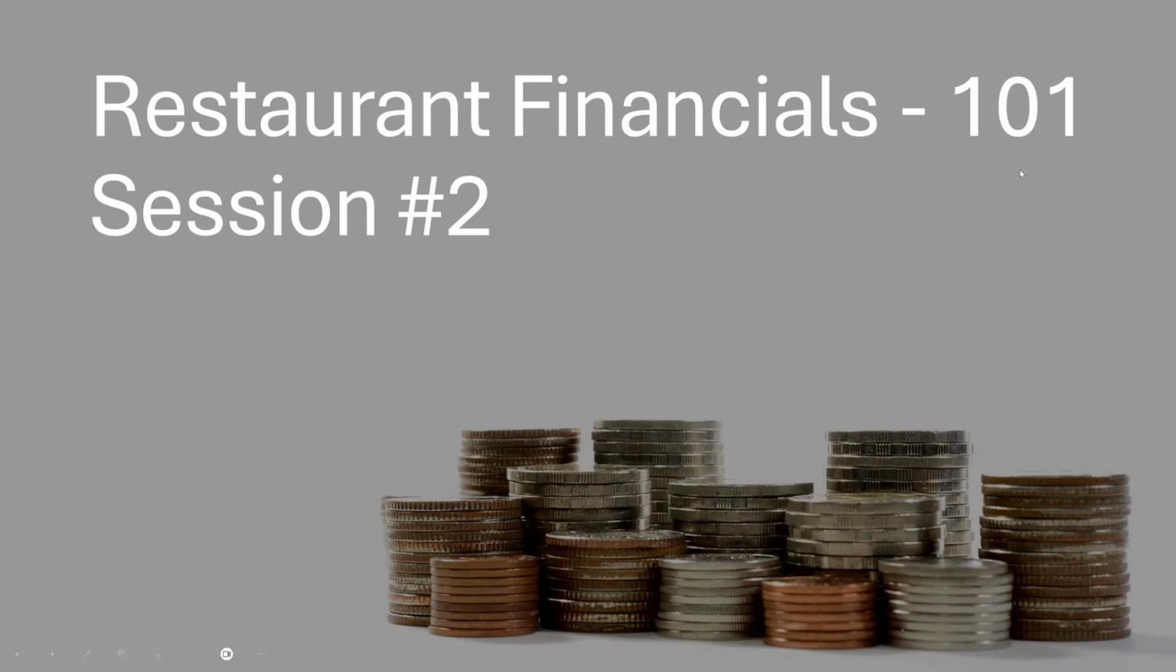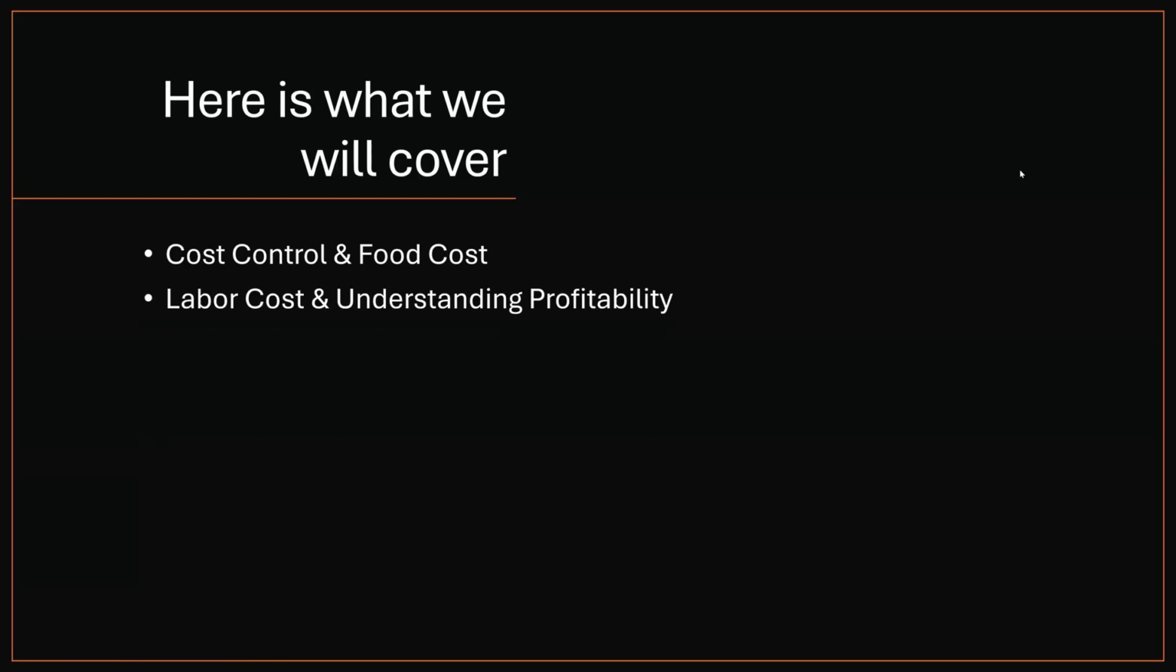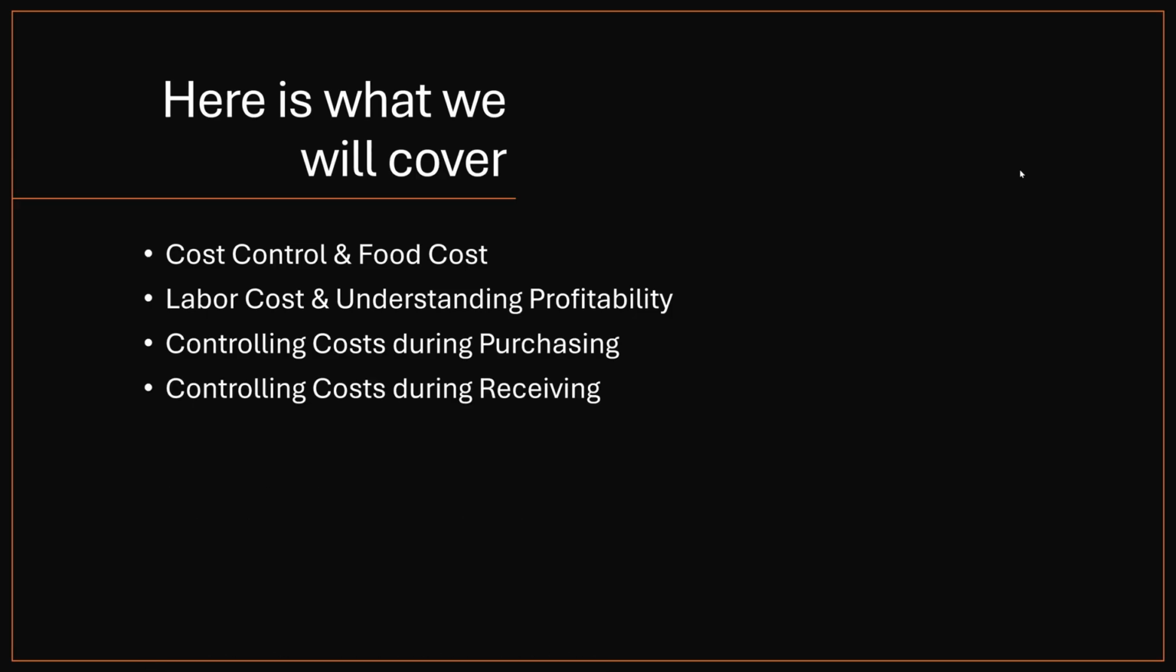Restaurant Financials 101, session number 2. Here's what we'll cover today. So we're going to talk about some cost control and food costs. We are going to talk about labor costs today and understanding that profitability. How to control those costs during purchasing, where it all starts. How to control those costs during receiving, when you actually get the product on your receiving dock.